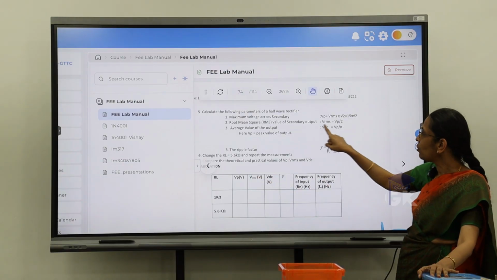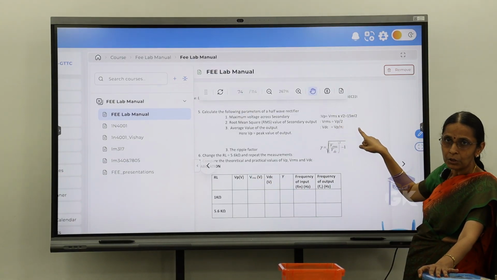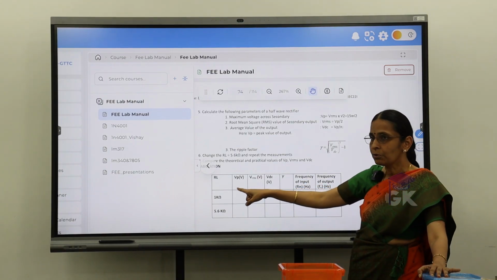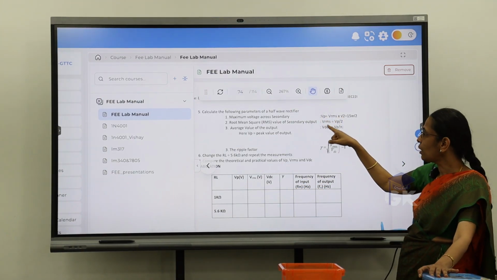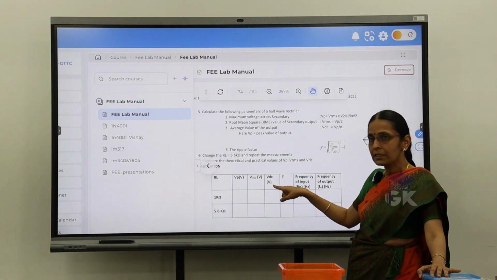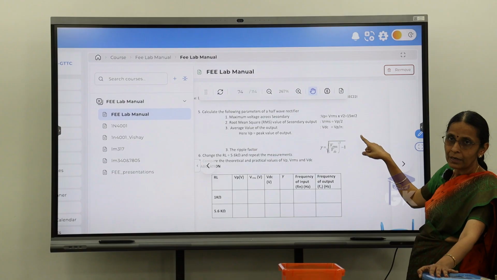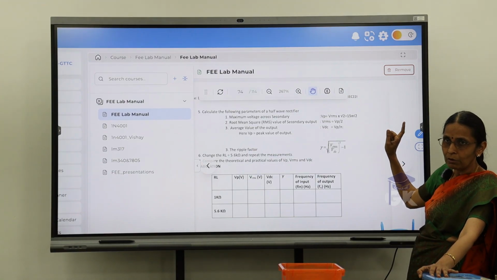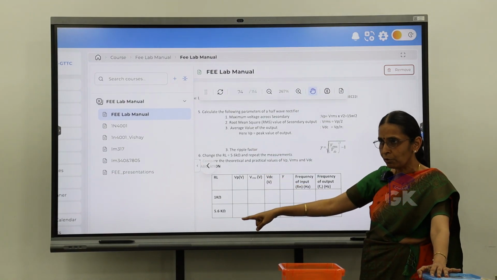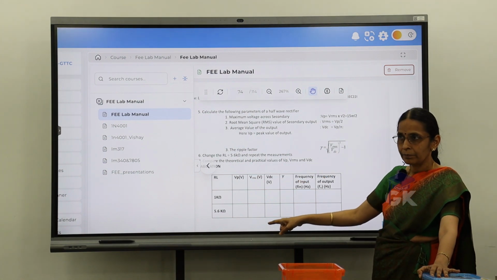The RMS value of the rectified voltage can be found as VP by 2. So this value you would have found, divide by 2, and I'll get the RMS value. The average or the DC value can be determined as VP by pi. Pi is nothing but 3.14. So whatever VP you have noted, divided by pi will give me my VDC.